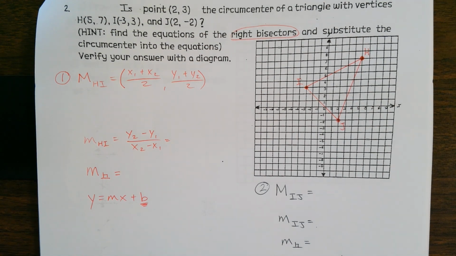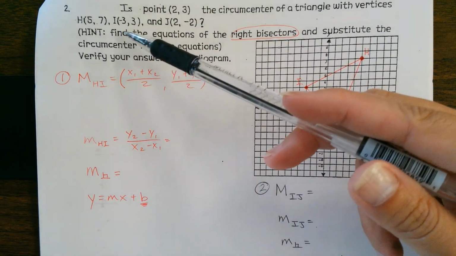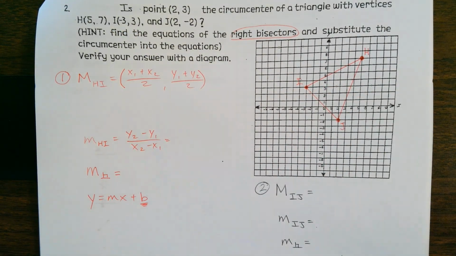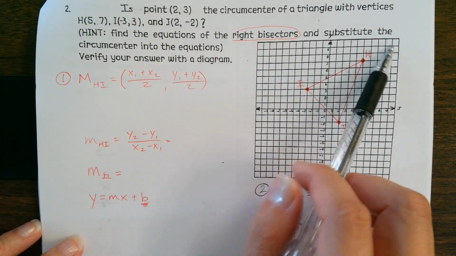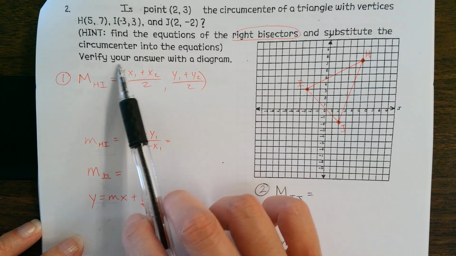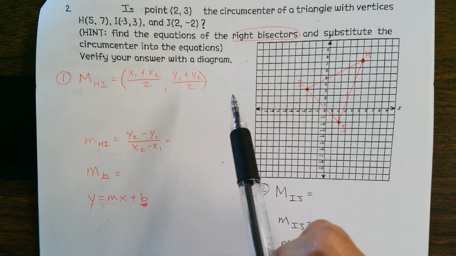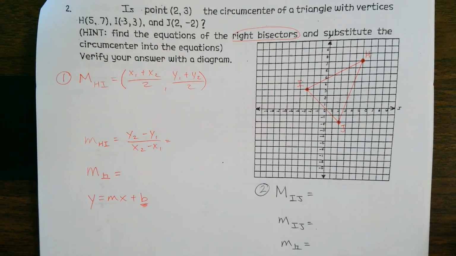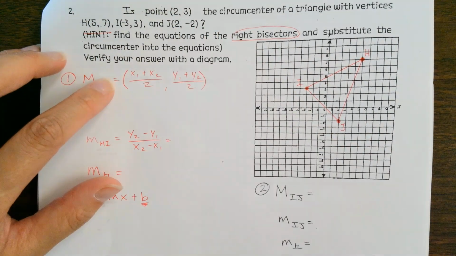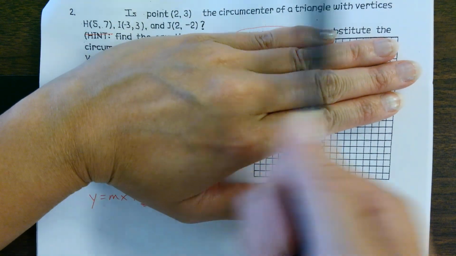Alright, so is point (2, 3) the circumcenter of the triangle with these vertices? Notice since this is the review package, I gave you the hint: find the equations of the right bisector and substitute it in to see if it is the circumcenter point. On the test, you will not get this hint. It will just be simply this question right here.